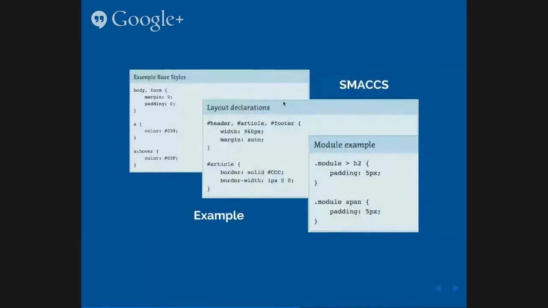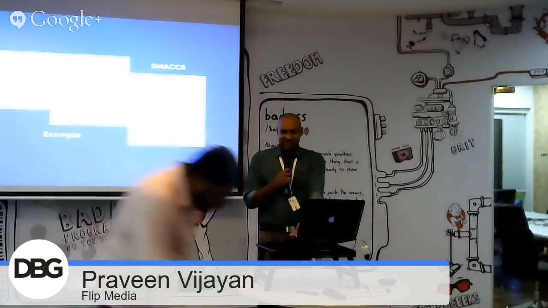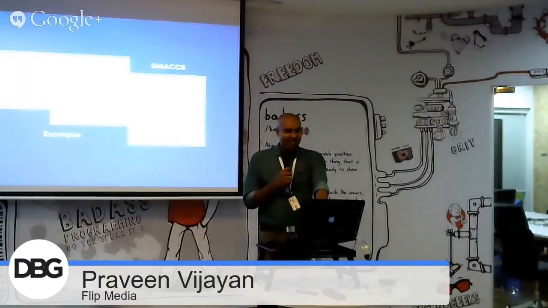The base style contains the basic styles, like normalize and reset.css. It's the same thing; it contains the base styles. And layout declarations are like page layouts. Under the page layout, we can use the grid style: header, article, footer. That kind of layout will be under the layout style. And in module, that's where the components come, and we can implement that style.